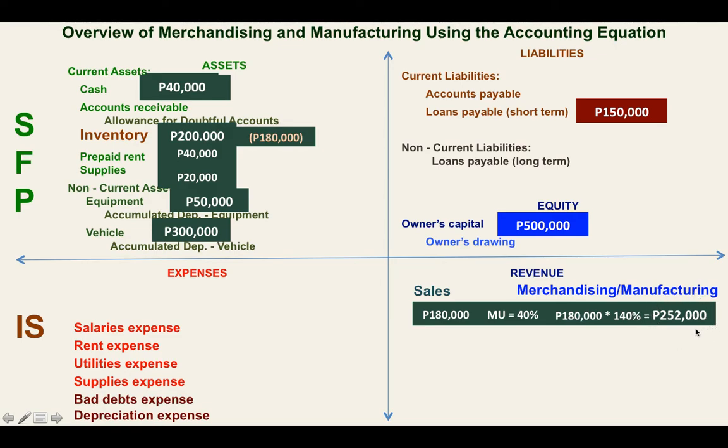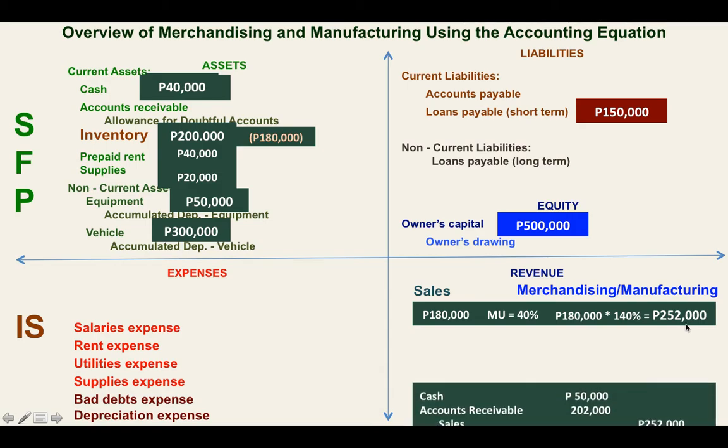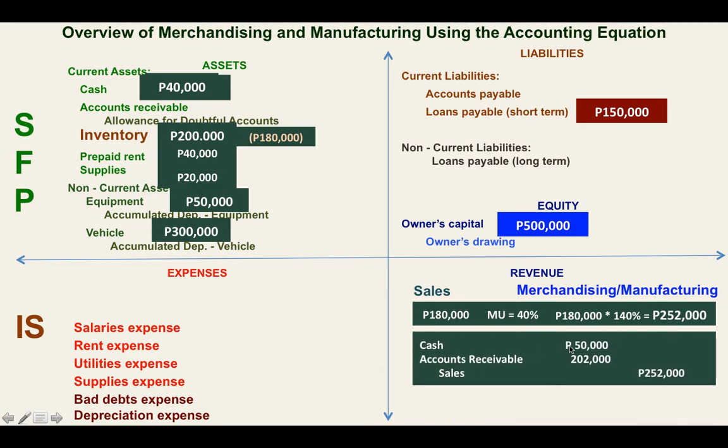252,000. So it means that the cost of our inventory is 180,000. Then we added a markup of 40%. So our sales is 252,000. Okay? So with this, assuming that out of the 252,000, our customers paid cash of 50,000 and the balance is a promise to be paid in a later period. So that is our accounts receivable.